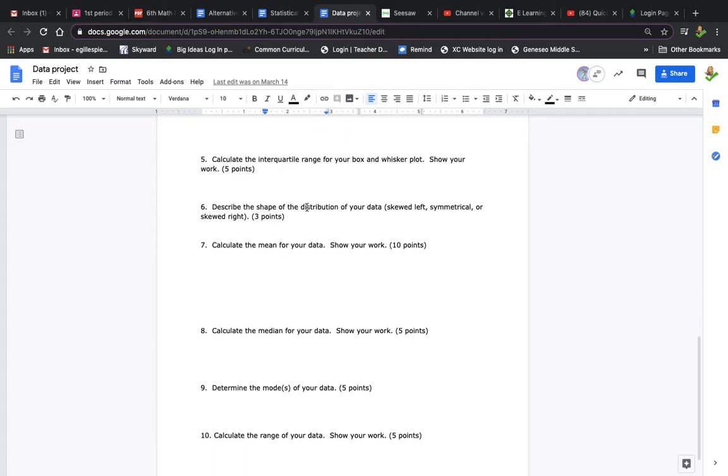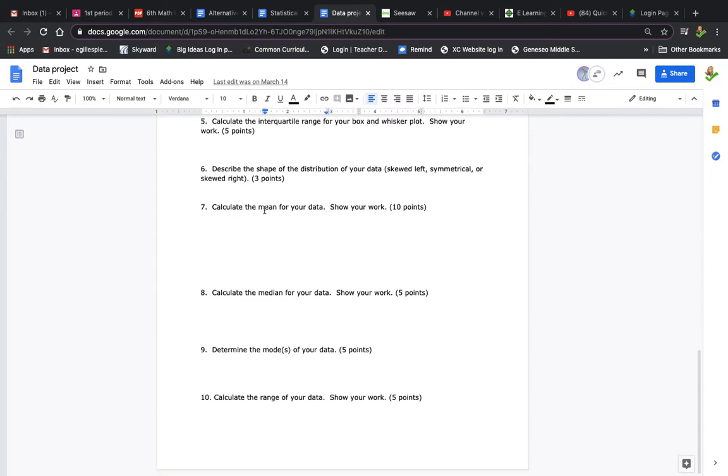You're going to describe the shape of your distribution. Again, that's a box and whisker plot thing. And then you're going to calculate mean, median, mode, and range. And of course, you're going to make sure that you show your work. You're allowed to use a calculator for all of this, and you'll probably want to when you have 30 pieces of data that you're adding together for your mean. But you need to show me what you are doing to get that answer.